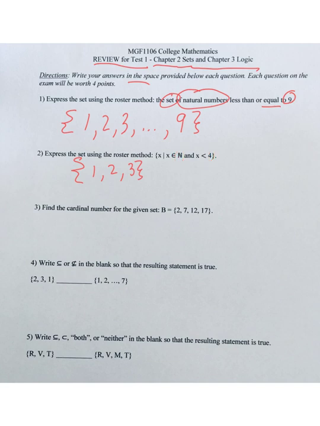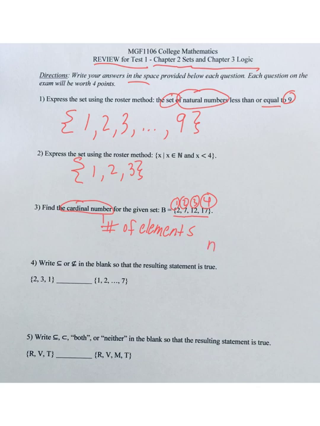Question number 3, find the cardinal number for the given set. So set B equals the set of 2, 7, 12, and 17. Cardinal number means you just simply count up the number of elements that are in the set. So how many elements are in the set? And this is an easier set because they used roster method with commas. So I just simply count up the number of items around the commas. So we have 1, 2, 3, 4 numbers in this set. 2, 7, 12, and 17 are the numbers themselves, but there are 4 numbers.